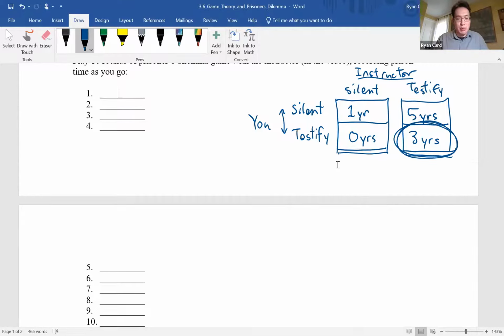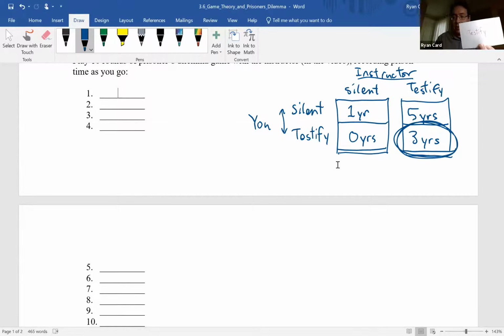Okay, so round number 8. This is my choice. Okay, so I testified again. So write down either 5 or 3. So 5 if you stayed silent, and 3 if you testified. And this is round number 9. Okay, again, write down 5 or 3, depending on what you chose.